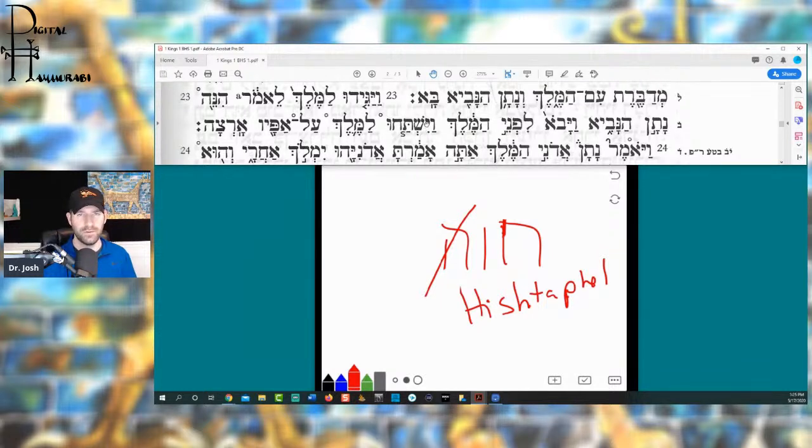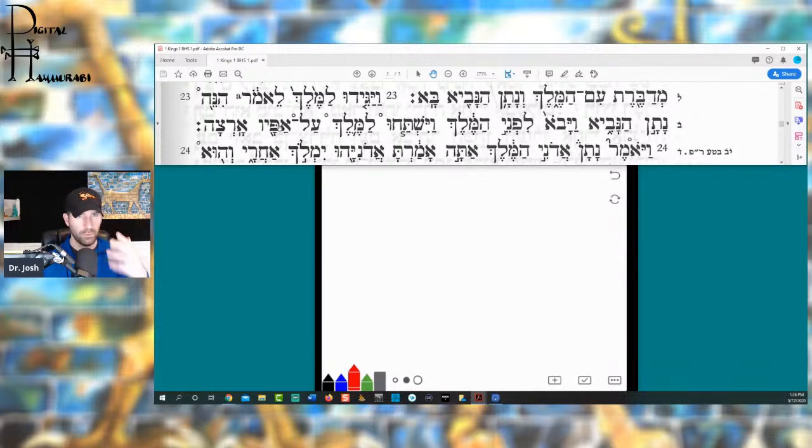Hishtafel. So here's your sht. So yishtachavu or yishtachu, depending on the person. So here we have yishtachu. It means to bow down and worship. This is the singular form. So, and he bowed down to the king, al apav, upon his nose. Artza.